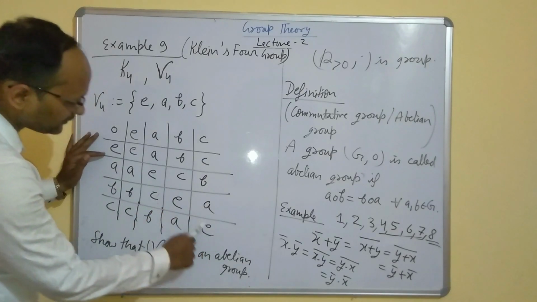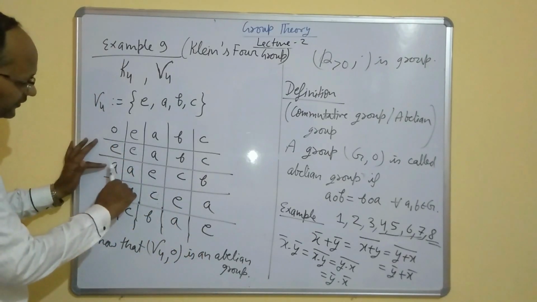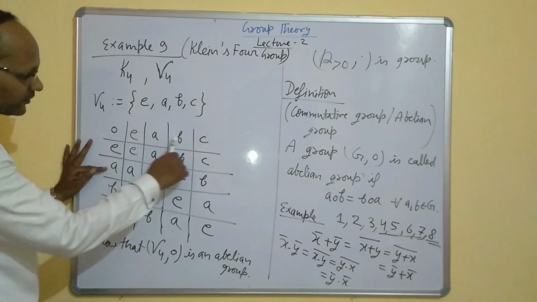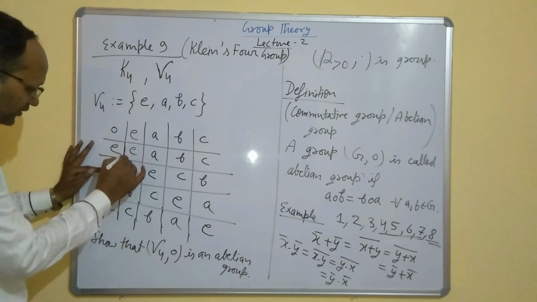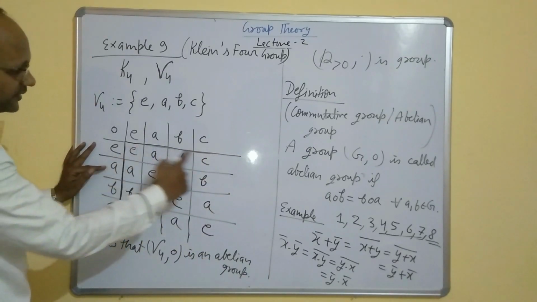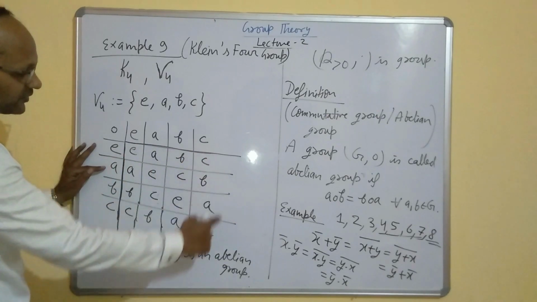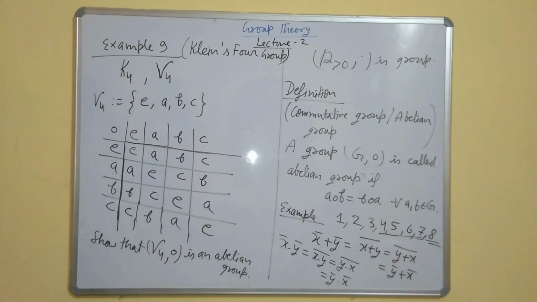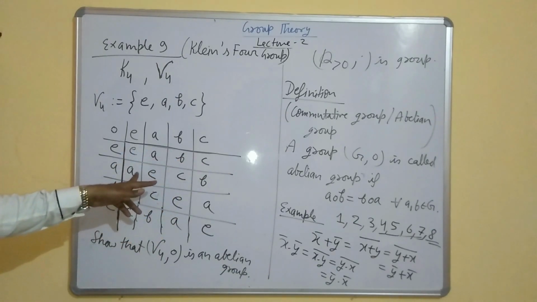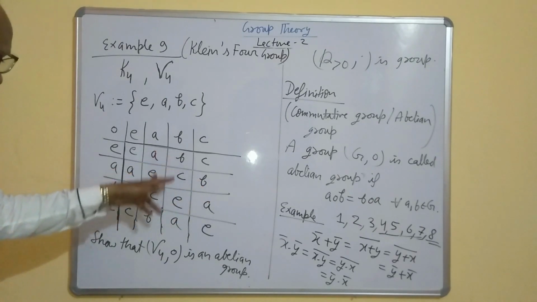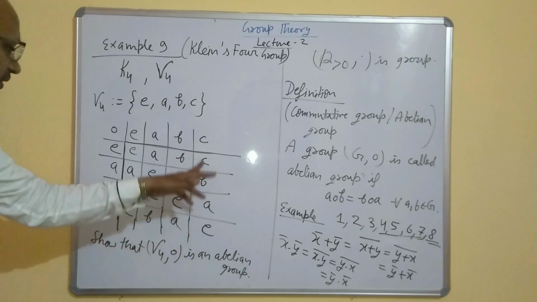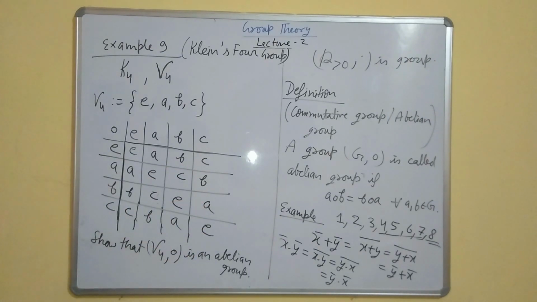You can see these are the diagonal elements. And if it is abelian, then A composed with B should be equal to B composed with A. So B composed with A is C and A composed with B is also C. In case of an abelian group, this matrix will be a symmetric matrix. You can see it is a symmetric matrix: A B C, A B C, A E C B, and so on. So it is an abelian group.